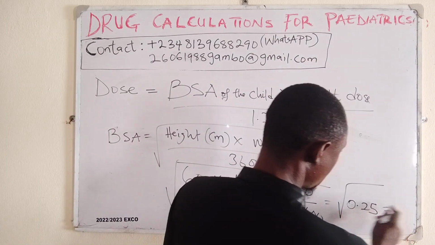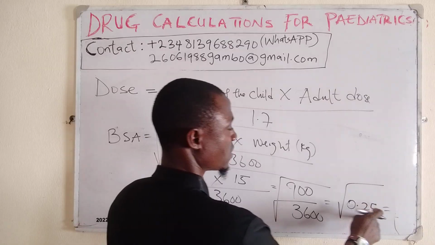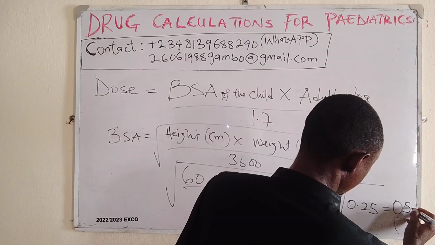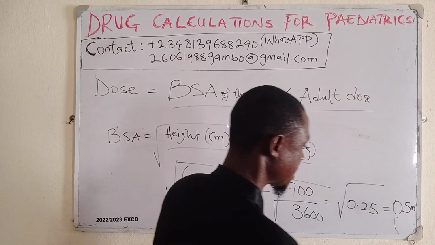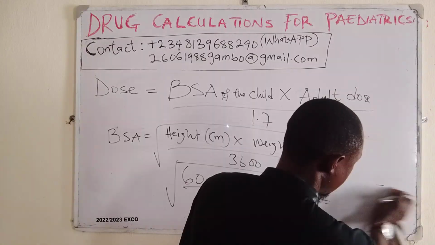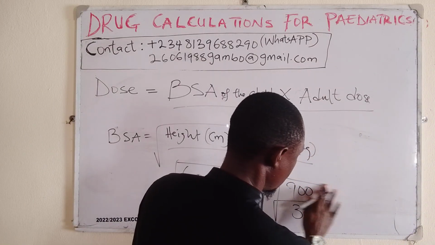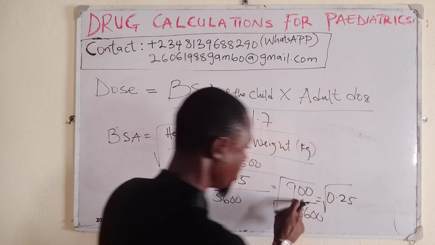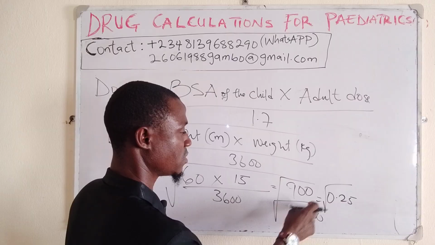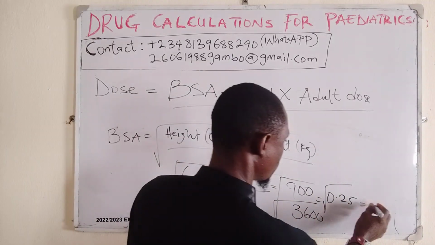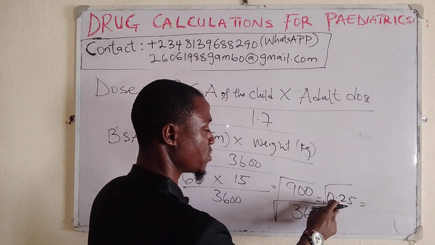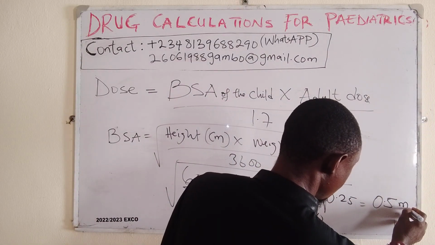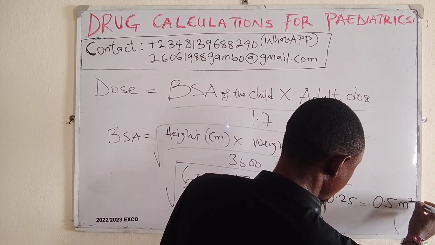Now, let's quickly take the square root of 0.25. The square root of 0.25 will give us 0.5. But take note that body surface area is given in meter squared. So at the end of it all, if you take the square root of 0.25, you will get 0.5, and the unit for body surface area is meter squared.